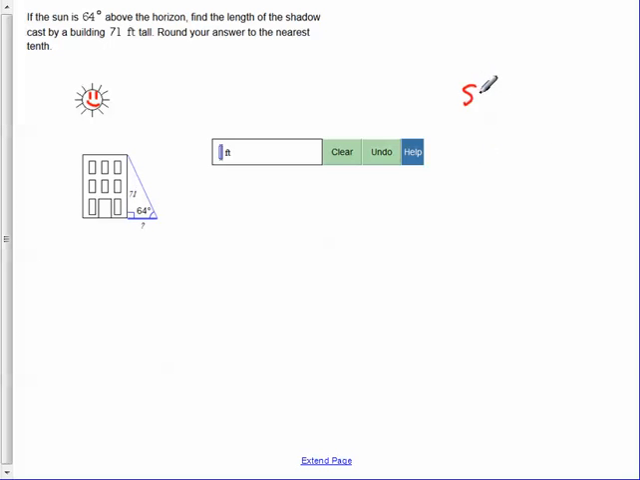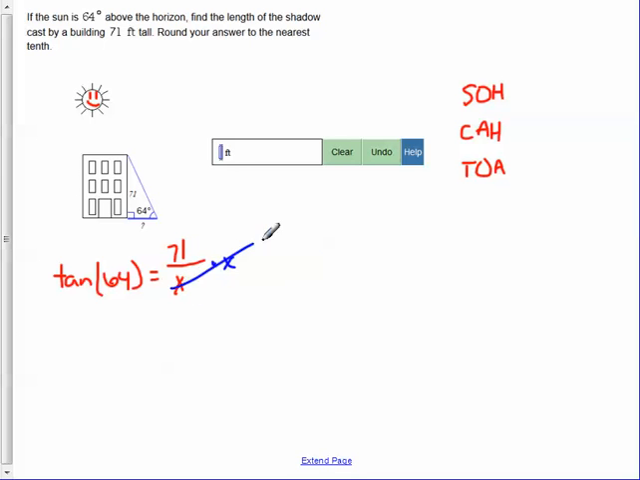If we look at SOHCAHTOA, we're given the opposite side and we need to find the adjacent side to that angle. So this time we're going to use tangent. Tangent of the angle, which is 64 in this case, equals opposite over adjacent. We don't know the adjacent, so that's where our x goes. Just like the last one, since x is in the denominator, we need to move that x over first. So those cancel out when we multiply by x.